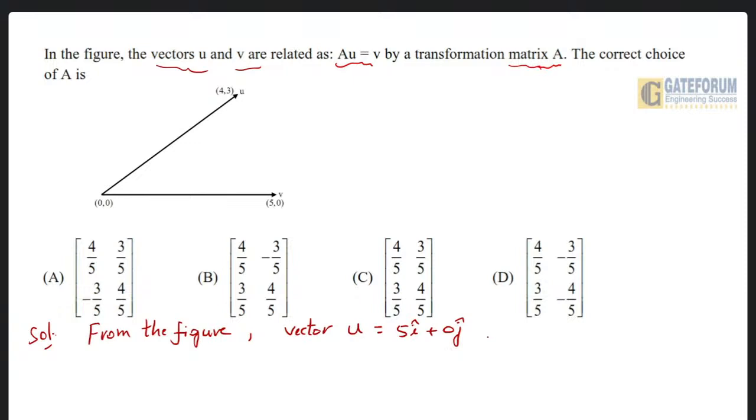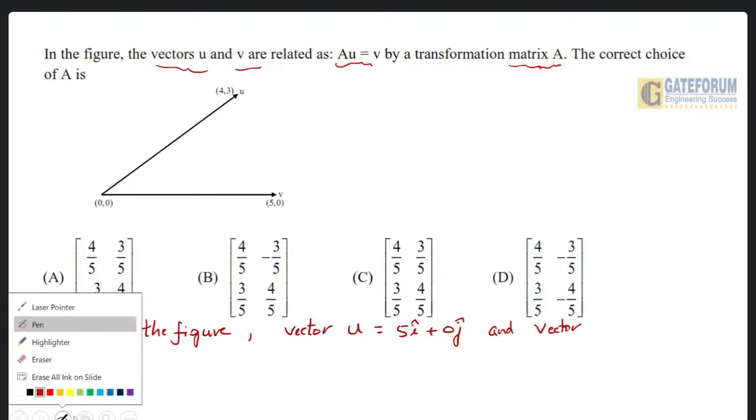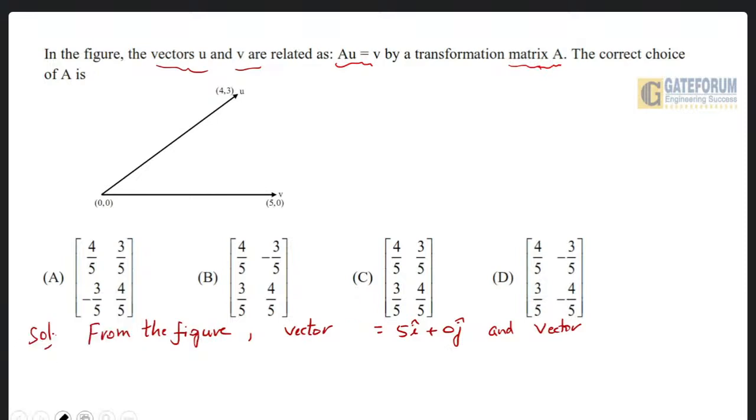Oh sorry, this is v, the horizontal vector is v, and the slope vector is the u vector. Vector u is the one joining 0, 0 and 4, 3, that is the vector u bar, and joining 0, 0 and the point 5, 0 is the vector v bar. So u is 4 i cap plus 3 j cap.